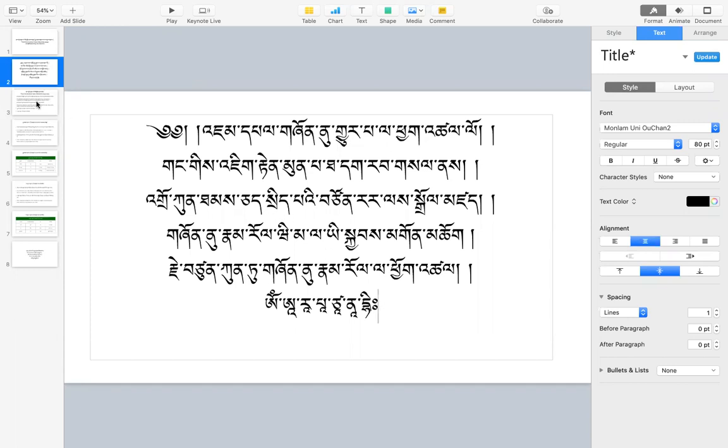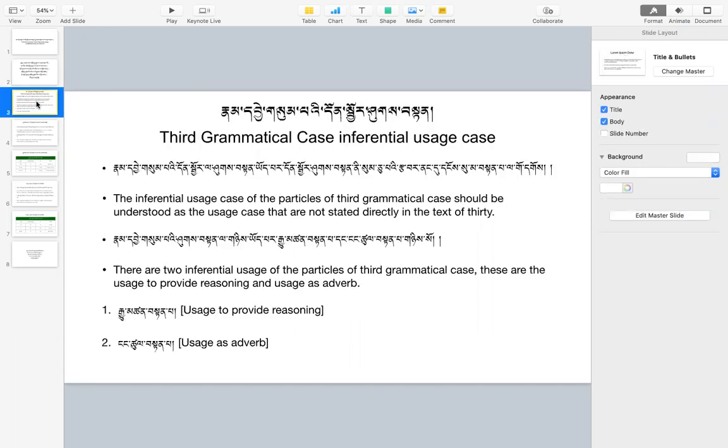So today we're going to discuss the two inferential usages of the particles of the third grammatical case. Tunjor, which means inferential usage case. All the particles will have usage cases. So this is something that one must understand.